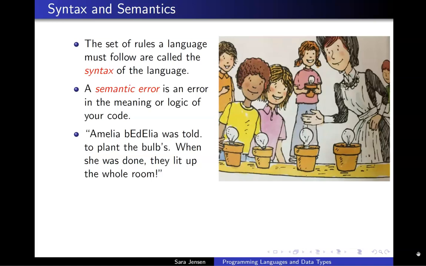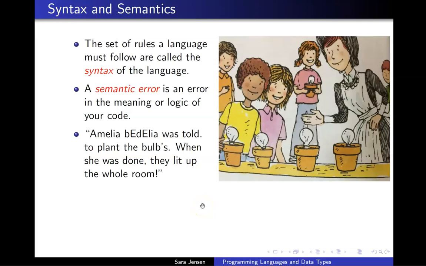I've given an example here with a classic tale of Amelia Bedelia. Now, Amelia Bedelia is a character in a book who often misunderstands people's intentions, and that kind of misunderstanding is a semantics error, as we'll see here. When I look at the sentence, "Amelia Bedelia was told to plant bulbs. When she was done, they lit up the whole room," our eye is immediately drawn to the syntax errors in that quotation. Things like capitalizing an E when it ought not be capitalized, forgetting to capitalize the B in the last name Bedelia, placing an apostrophe where it doesn't belong. All of those things are syntax errors.